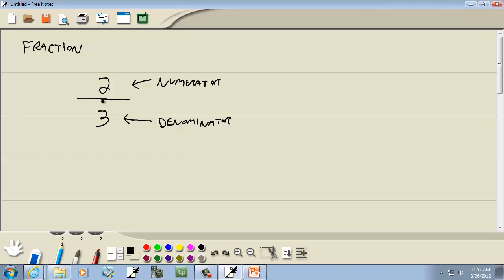Now, a way you can remember those names, people have done in the past, is denominator, D for down, and numerator, N for not down. So this is as good as it gets, I think.